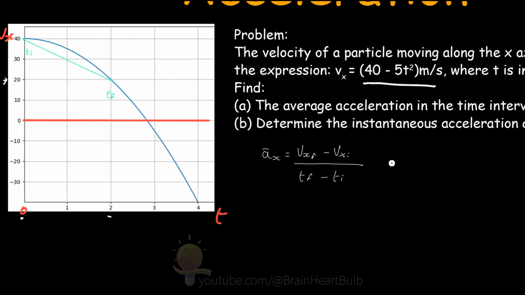So our average acceleration along the x-axis is equal to 20 minus 40 divided by 2. And we get a negative average acceleration of minus 10 meters per second squared. Now we get a negative acceleration because the acceleration is a vector and the slope is negative here.